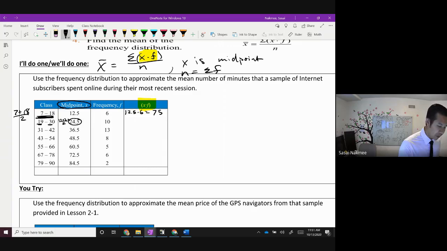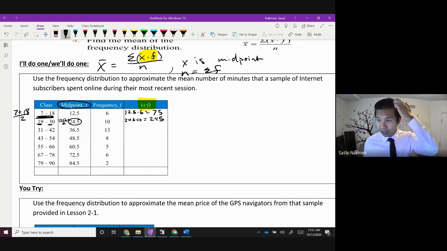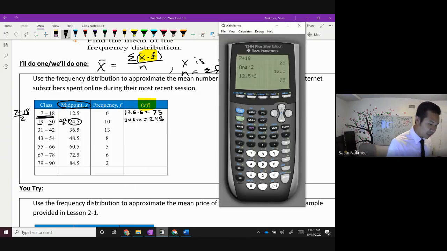That's helping us to get that part. So 24.5 multiplied by 10 is going to give me 245. And you're going to do that for all of these. I'm going to go down here and just multiply each of these out. So this next one would be 36.5 times 13. That is 474.5.